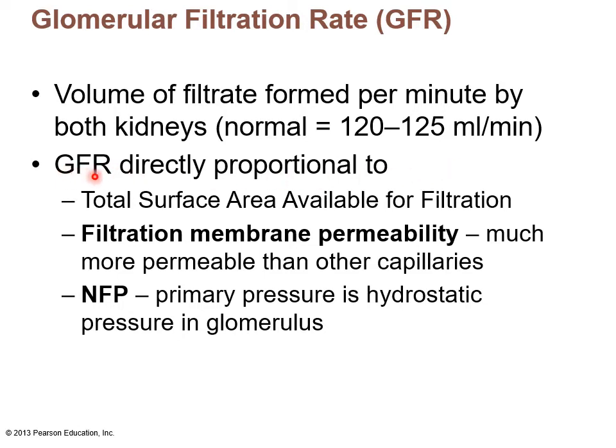Now, glomerular filtration rate is directly proportional to how much surface area you have available for filtration. Now you have a lot. You have 1 million nephrons in each kidney. So 2 million nephrons. And some people can survive very well with just one kidney. The filtration membrane permeability is much more permeable than other capillaries. And remember, the pressure is very important. We talked about the opposing pressures, but it's this hydrostatic pressure in the glomerulus that's vital to making this process occur.